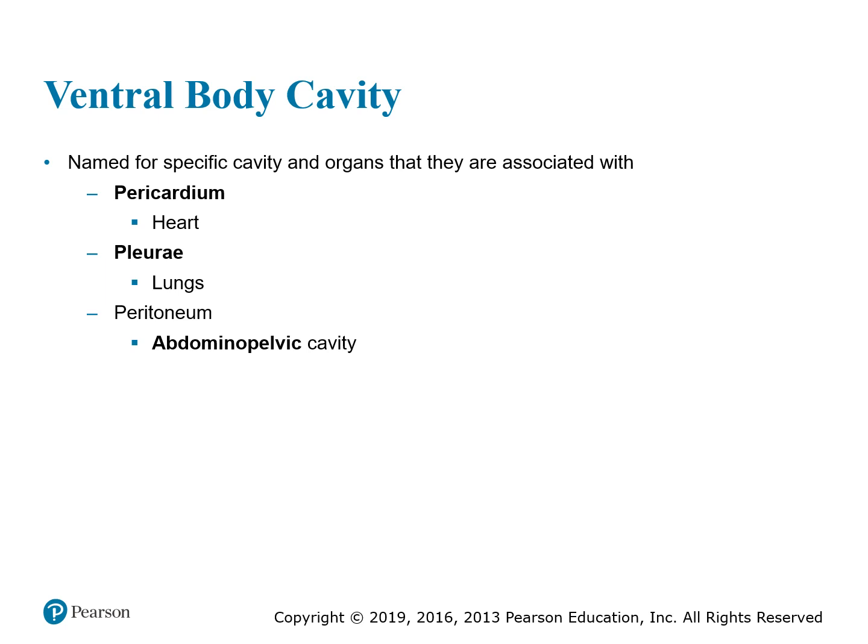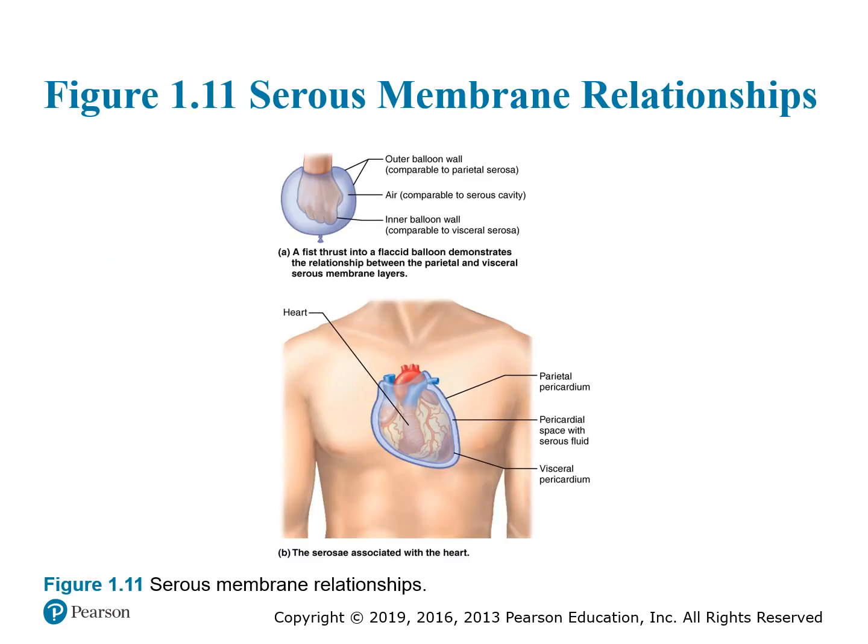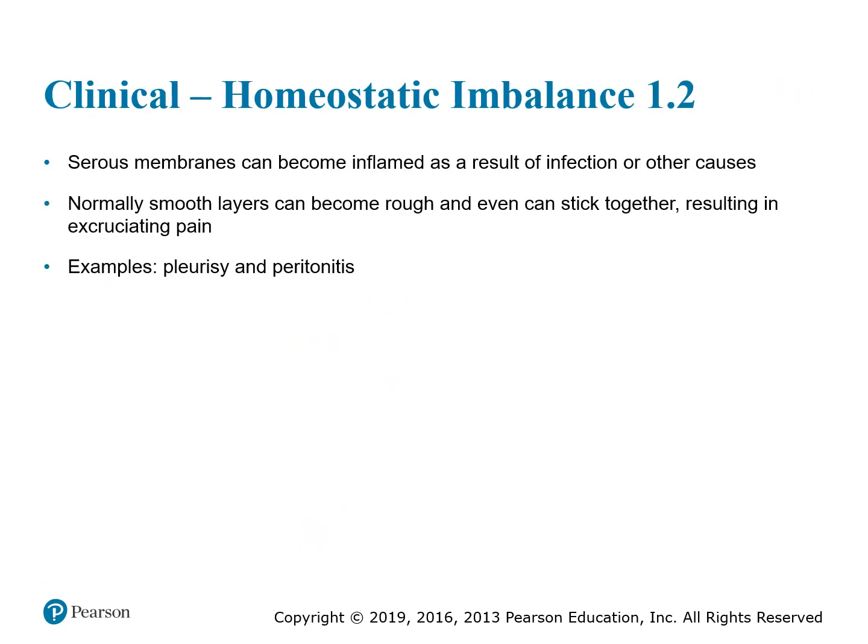So those membranes are named for where they are associated. For instance, the pericardium is around the heart, the pleurae in the lungs, and the peritoneum in the abdominal pelvic cavity. Sometimes these membranes do get infections in them, and as a result of that, these smooth layers that are usually well lubricated can become quite rough and even begin to stick together. And you do feel this, even though these organs are not necessarily full of pain receptors, you will have some referred pain. Examples of this include pleurisy and peritonitis.